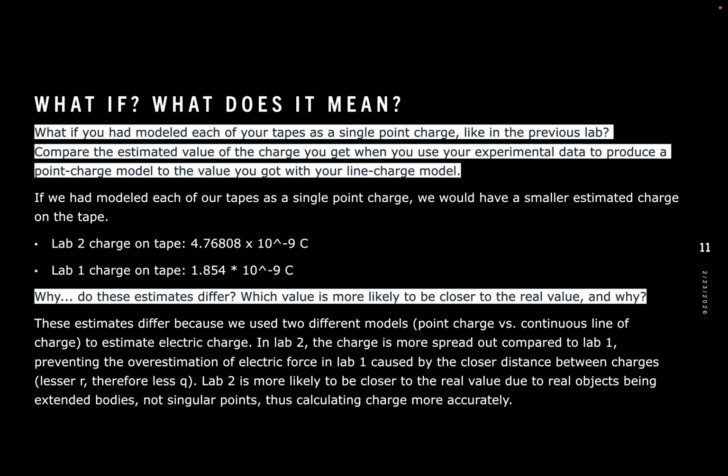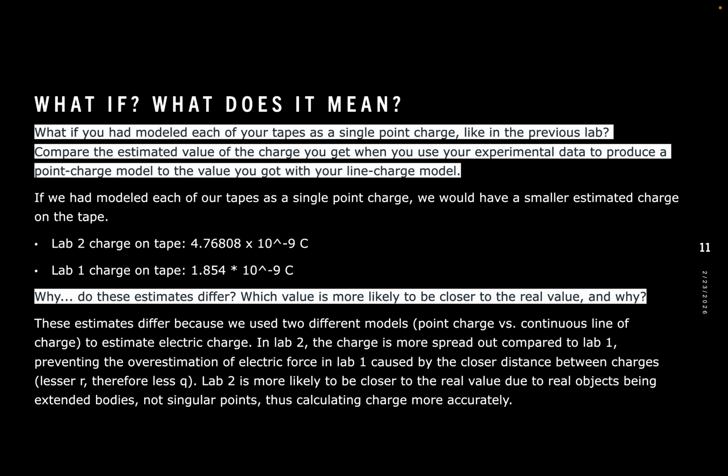Finally, for our what if, what does it mean questions, basically asking us what if we modeled it as a single point charge like in Lab 1? Here we can clearly see that our Lab 2 charge that we calculated is greater than our Lab 1 charge. So if we modeled as a single point charge, we would have a smaller estimated charge on the tape. Why do these estimates differ? Well, in Lab 1, we assume that R is the smallest it can be, right in the middle.